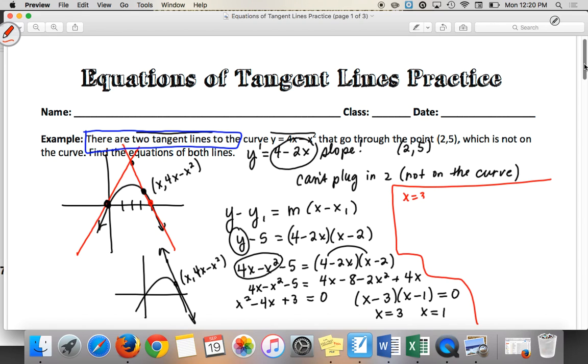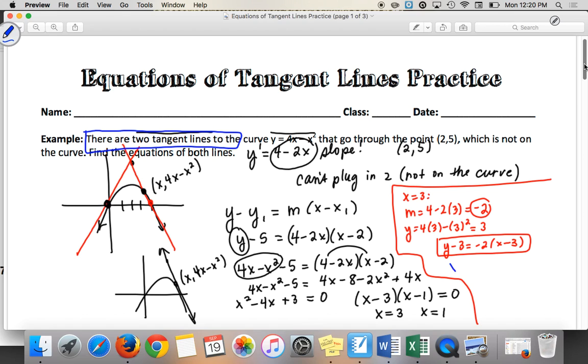So for x equals 3, my slope is 4 minus 2 times 3. So I get negative 2. What's my y value? Where do I go to find my y value? Back to the original, right? So I have 4 times 3 minus 3 squared. So I get 12 minus 9 is 3. So I have the slope of negative 2 through the point 3 comma 3. So it's going to be y minus 3 equals negative 2 times x minus 3. That's the first equation.